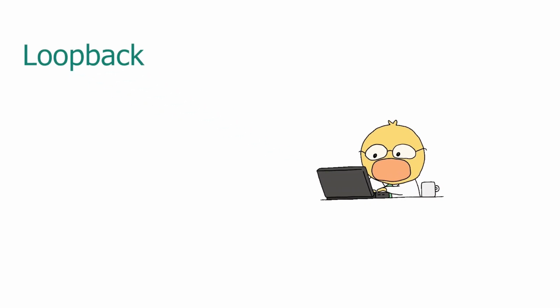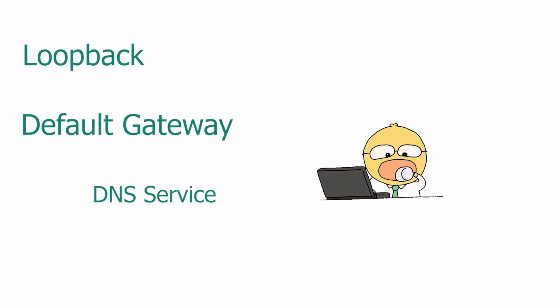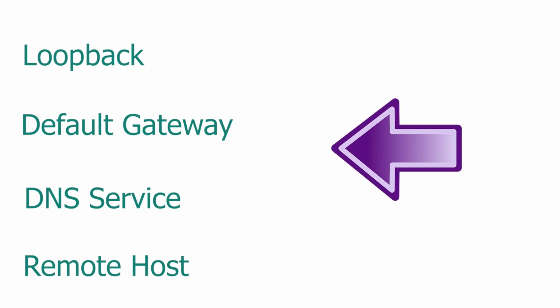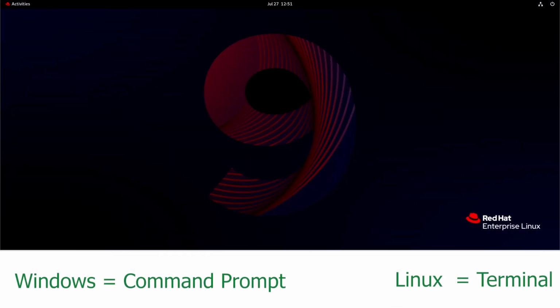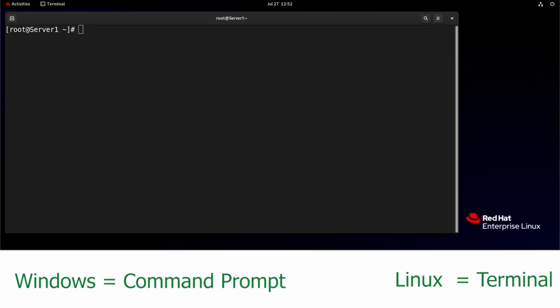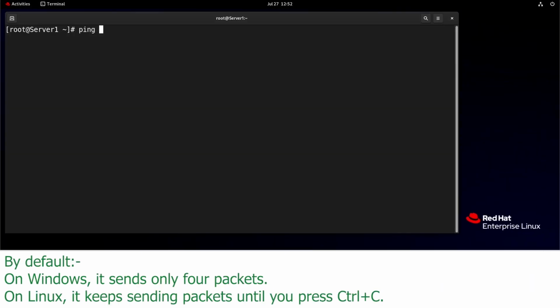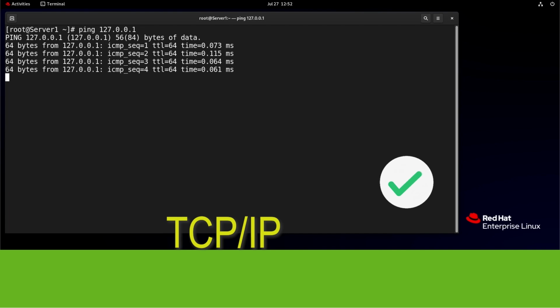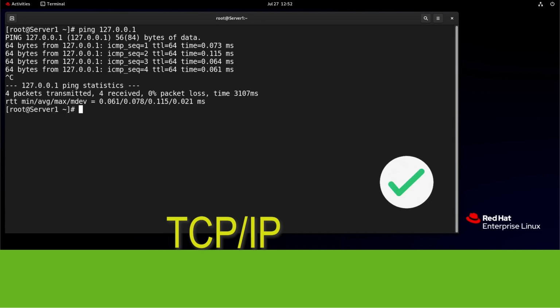Administrators mainly use the ping command to test connectivity from the loopback interface, the default gateway, the DNS service, and the remote host. Let us understand these tests and their purposes. Open the command prompt or a terminal if you are on a Linux system. Run the ping command. Specify the IP address 127.0.0.1 as the argument. If it receives replies, it verifies that the TCP/IP protocol suite is functional on the system.